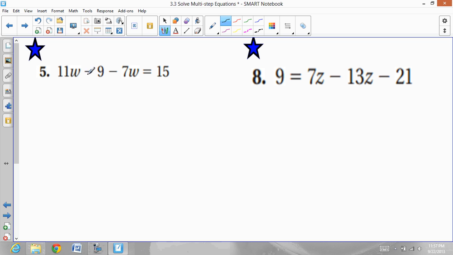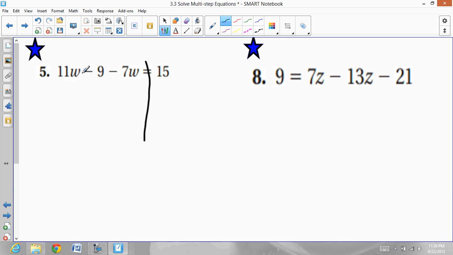Once again, if you look at it, you got 11w minus 9 minus 7w equals 15. So when they are asking you to solve an equation, they are asking you to isolate what w is. They just want to find something like w equals an answer. So if you look at this side, this is the enemy side. And if you look at the enemy side, you need to find what w is. So you need to get the w to safety.